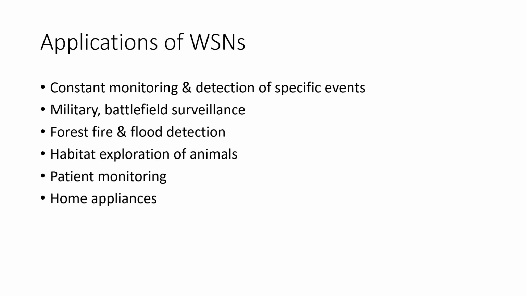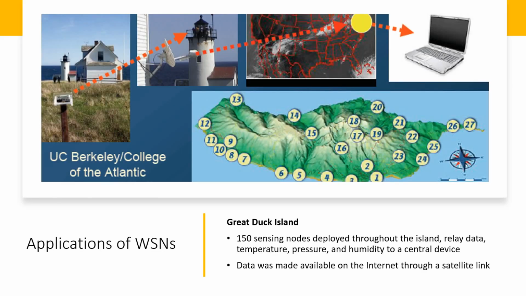Then forest fire and flood detection. Sensor networks can also be deployed in forests or any other area to detect fires and floods. And they can also be used in habitat exploration of animals, patient monitoring, home appliances, etc. So there are many applications. We are going to see some of them.